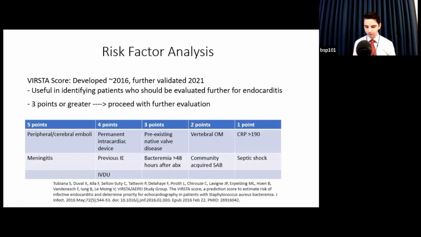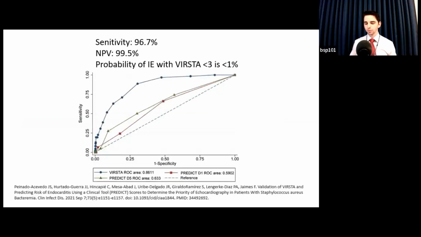It doesn't take a lot. If your patient was bacteremic for 48 hours and they have pre-existing native valve disease, they're well above that 3-point cutoff. Or if it's community-acquired disease and they have pre-existing native valve disease, they're well above that cutoff. So you're going to rule out a few patients who require an echocardiogram, but you're still going to end up with a lot of patients that need to go forward. And so this score might help you in sort of the lowest of the lowest risk.